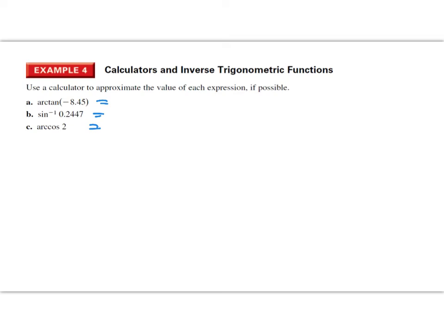So for A, you would get -1.453 and so on. For B, you get 0.247 and so on. And then for E, you would get an error. And the reason that you get an error is because it can only go from -1 to 1. So this is undefined, hence the reason you get an error.